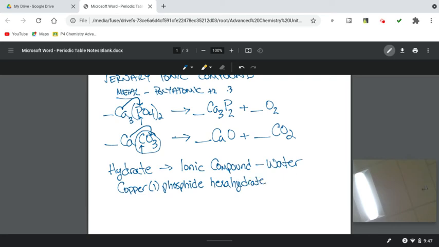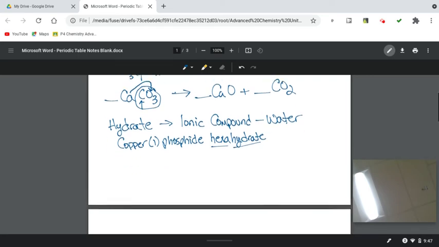So that is a substance, copper 1 phosphide hexahydrate. Now, hydrate refers to water. Hexa, you should already know what that prefix means. So what we basically have here is copper 1, which is +1, with phosphide, which is -3. So that's Cu3P. And then we put this little dot here to show that it is connected to 6 waters.